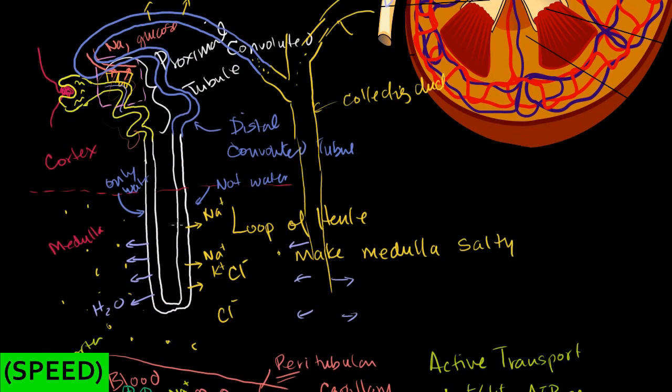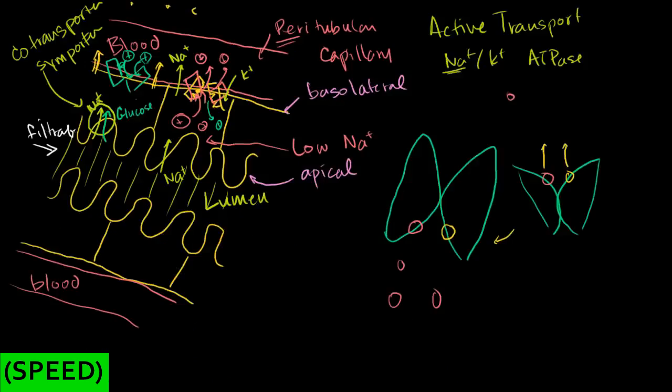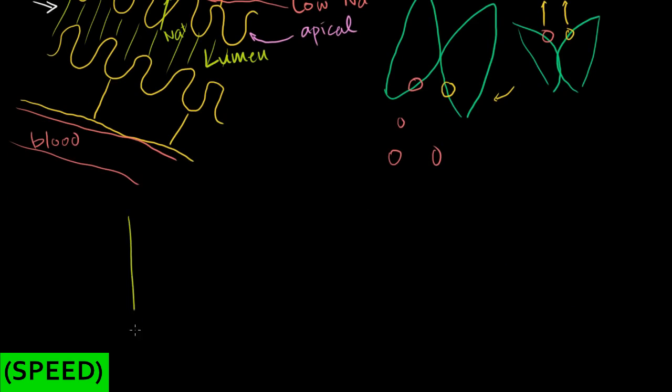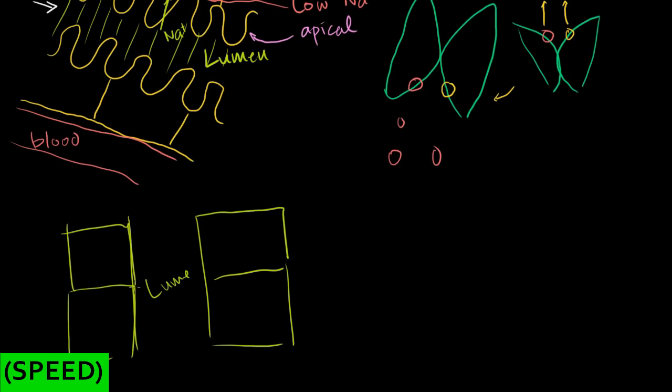If we go to the loop of Henle, to the ascending part right here, where we're trying to get the salts out of the picture, same idea. Let me draw it. So let's say that right there is the lumen. This is a cell that makes up the wall of the lumen. So we're in the loop of Henle now.